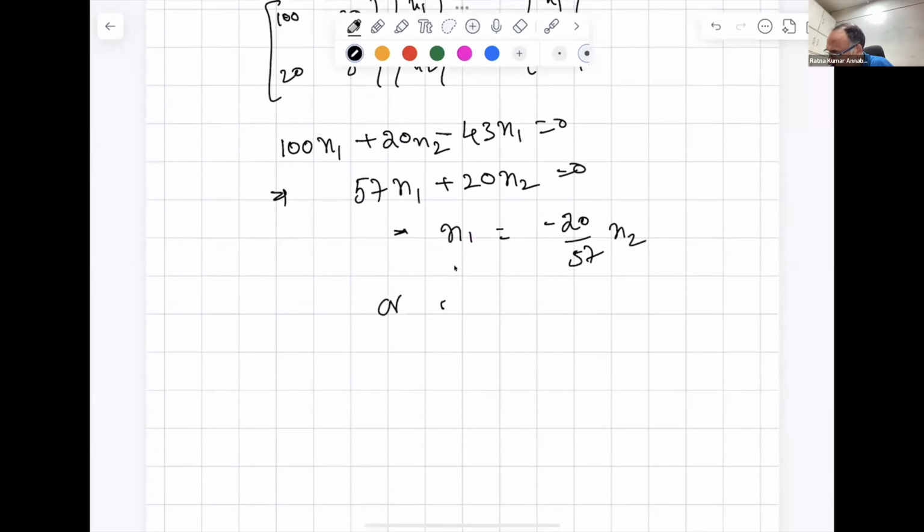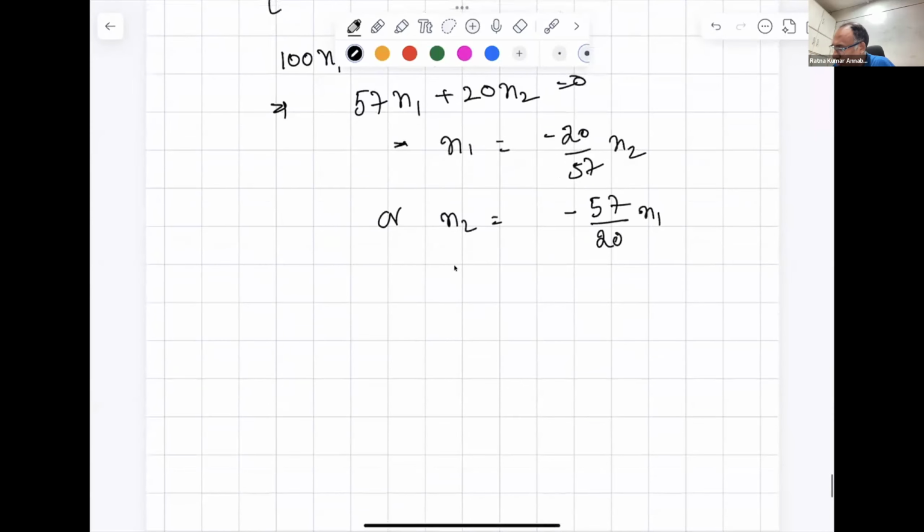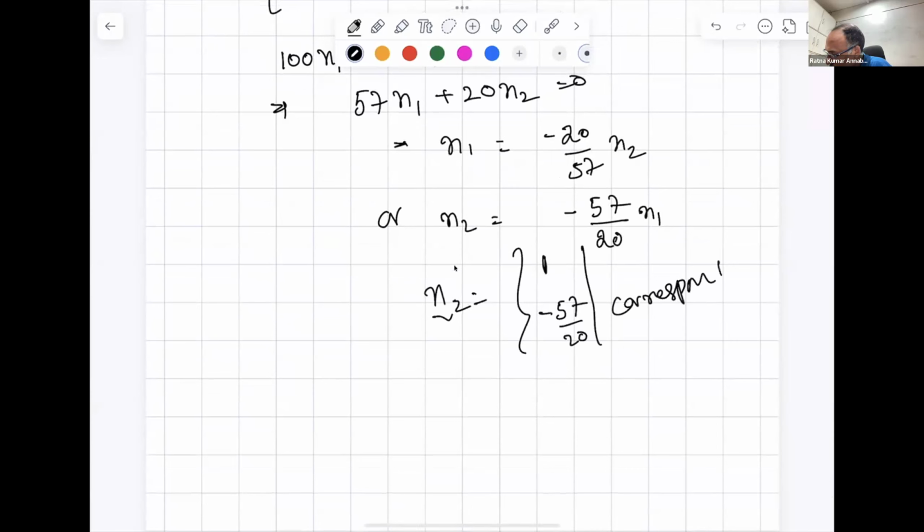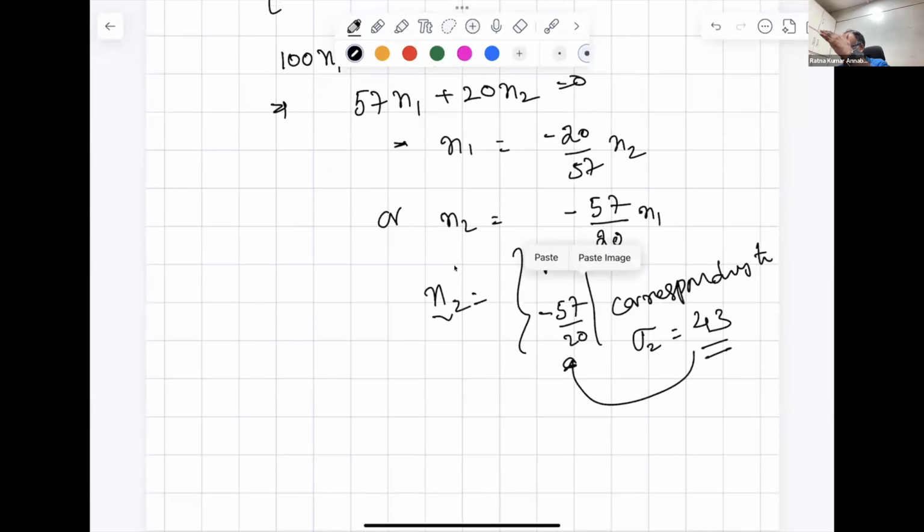Or N2 is equal to minus 57 by 20 N1. So the new vector N is, if N1 is equal to 1, N2 is minus 57 by 20, corresponding to sigma 2 is equal to 43. So corresponding to this vector, that is the eigenvector. So this is the orientation of the plane on which sigma 2 is equal to 43.